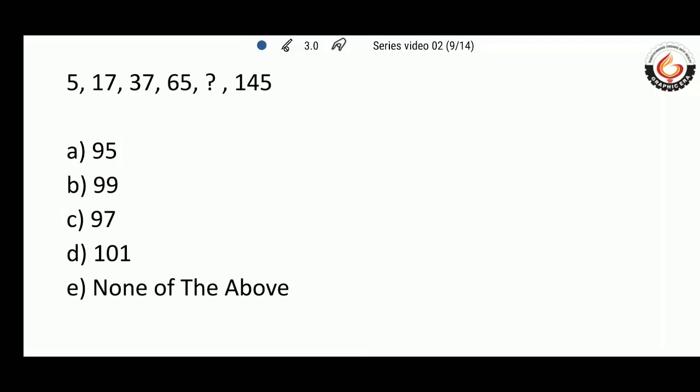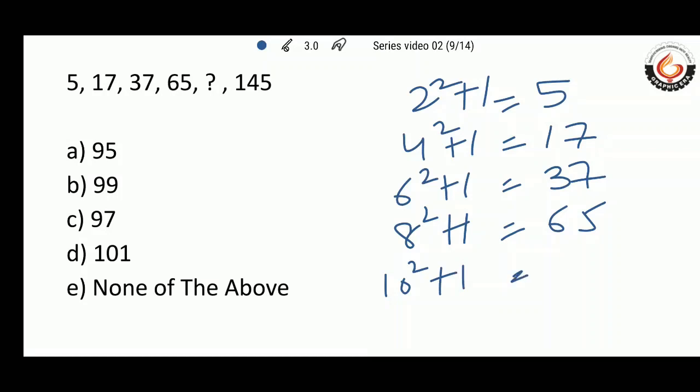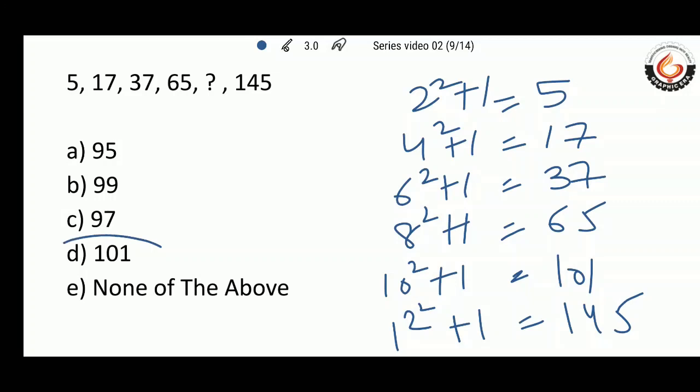By looking at these series, what I see is 5, 17, 37, 65. These are just one greater than squares. Like this is 2 square plus 1. This is 4 square plus 1. This is 6 square plus 1. This is 8 square plus 1. So next should be 10 square plus 1. Next should be 12 square plus 1. It is 145. It should be 101. Option D is the correct one. Let's jump on to the next one.